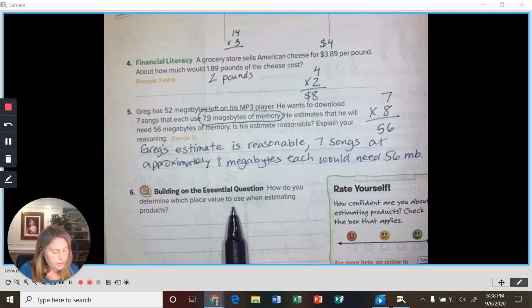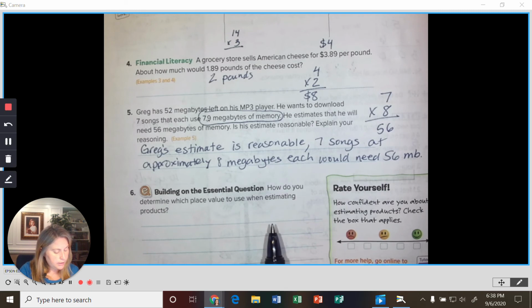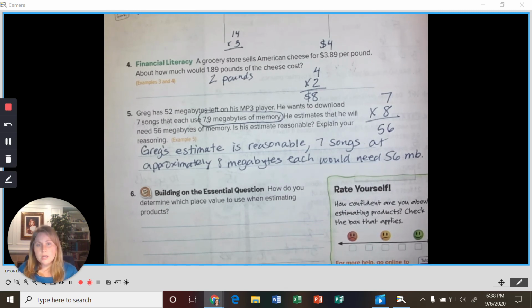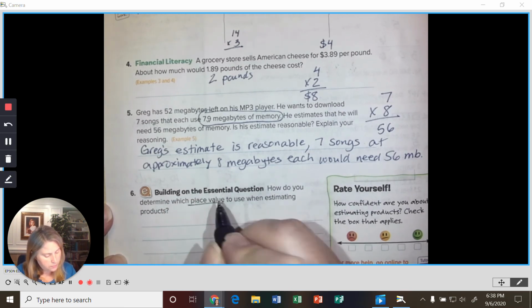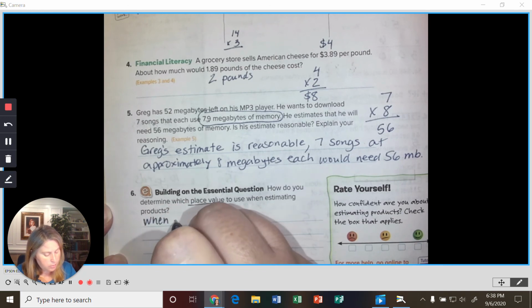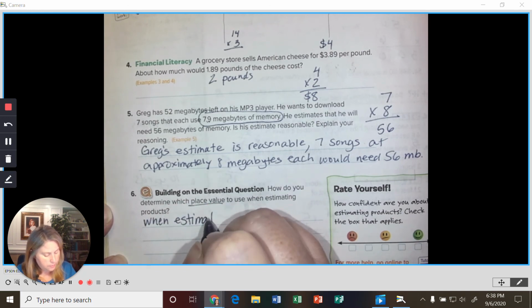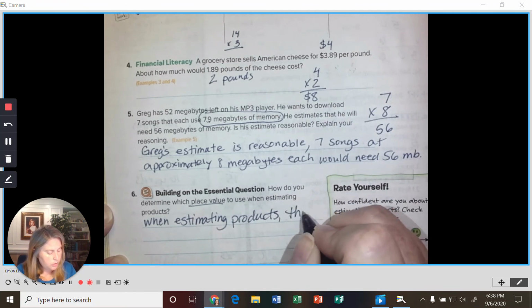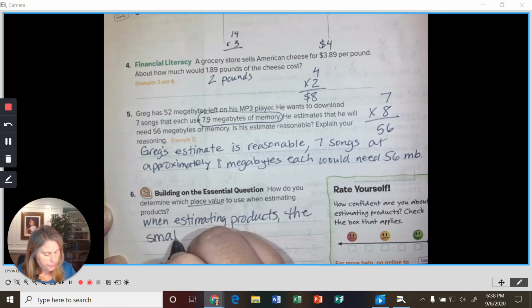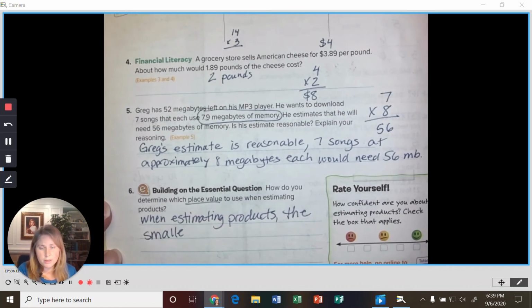How do you determine which place value to use when estimating products? So when we're looking at place value, the smaller place value is going to give us a more accurate answer. Okay, so when estimating products, the smaller place value we round to, the more accurate our number will be. I think that's a pretty good answer there.